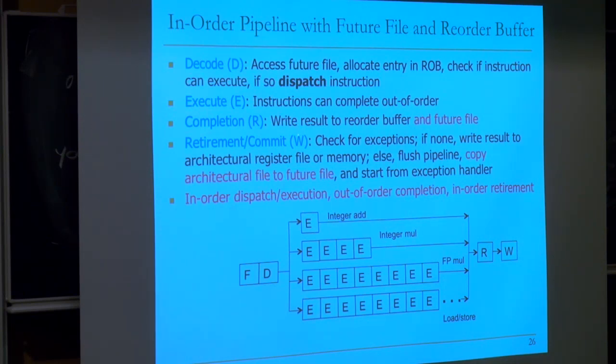When an instruction is ready to retire, the reorder buffer logic checks for exceptions. If there are no exceptions, the destination register result is written to the architectural register file or the memory. Otherwise, the pipeline is flushed, and the architectural register file is copied to the future file, and we start from the exception handler or the next program counter. Again, this is an in-order dispatch machine. We're dispatching instructions in order. Instructions are completing out of order. Instructions are retiring in order again.